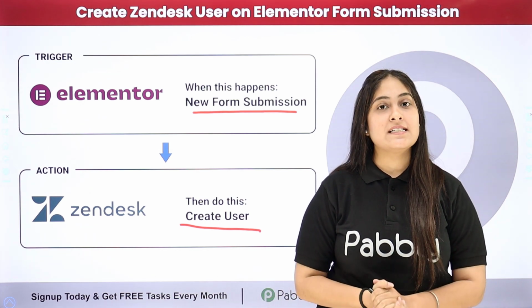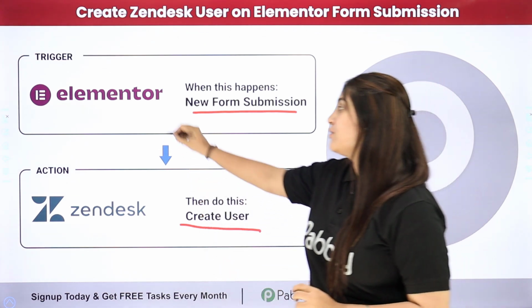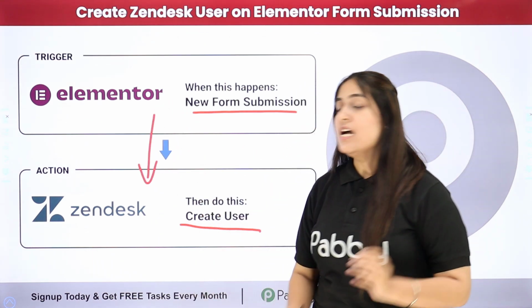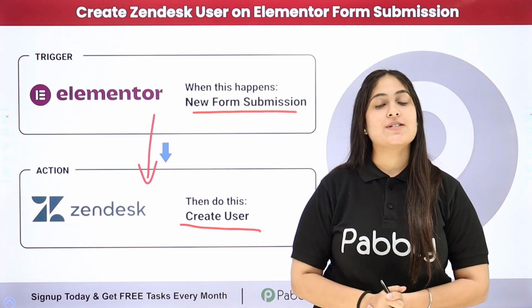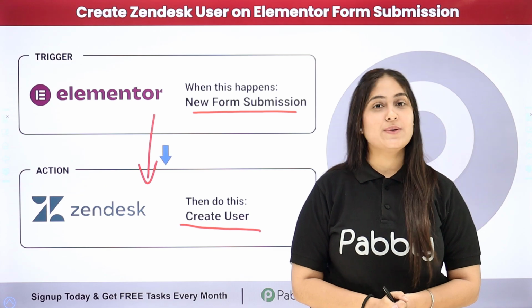To automate this entire process, I need to connect my Elementor form with my Zendesk account using an automation software named Pabbly Connect. So to learn this process step by step, let me take you to my screen.